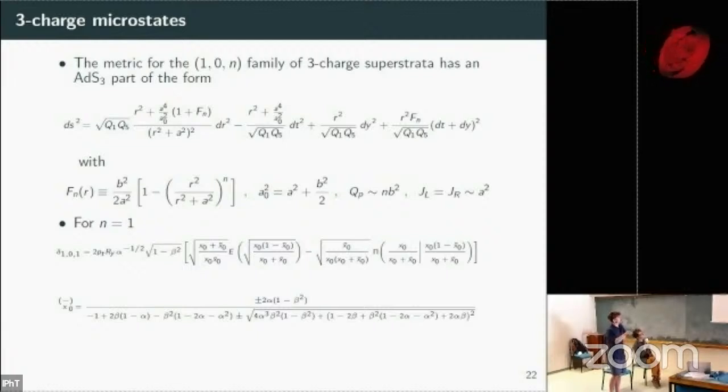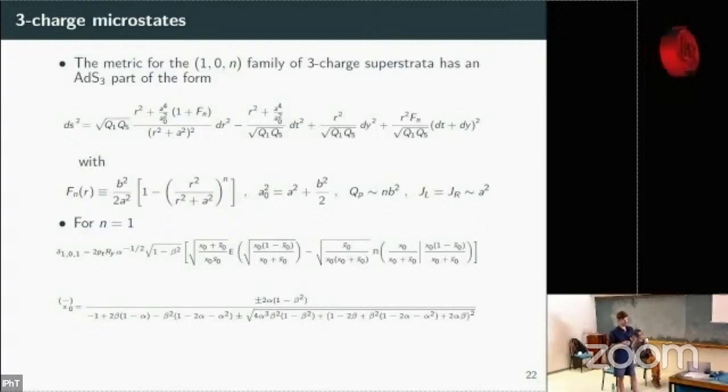Sorry, it looks like a mess. You have elliptic integrals, but the mess is much worse if you look at it in detail. But it's not important. It's just to say that there seems to be a limit of how complicated the microstate geometries can be before you start running out of analytic power. But anyway, in this case of n equals 1, we can still try and learn some things.